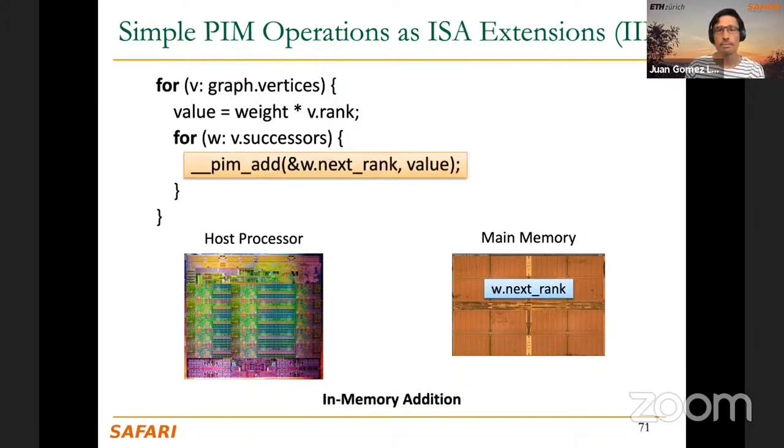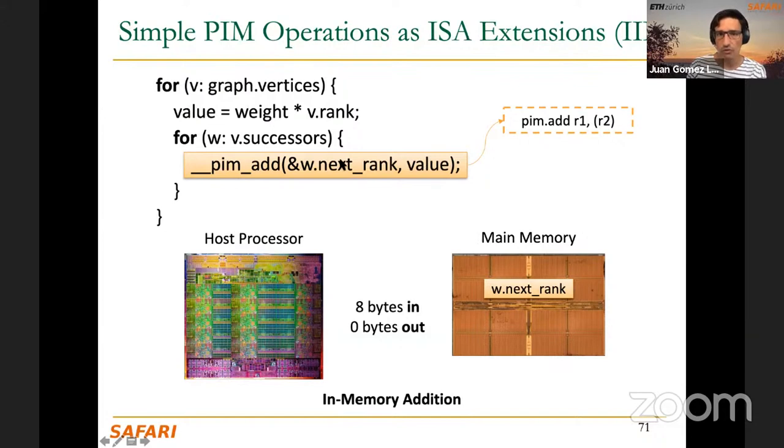If we provide a simple mechanism like PEI, we can save a lot of energy and also a lot of time by directly offloading the computation to the memory side. In this case, we don't need to read the next rank value. We don't need to read the successor node. We just need to move the value that we have to add to this next rank from the host processor to the memory, then perform the computation in memory. And we would be saving a lot of data movement, as you can see: from the 128 bytes that were moved in the previous slide, only 8 bytes moved in this slide. And to do so, we require this PIM-enabled instruction. In the end it is one addition, as we saw in the previous code, but here it has a particular syntax to identify it as a PIM-enabled instruction.